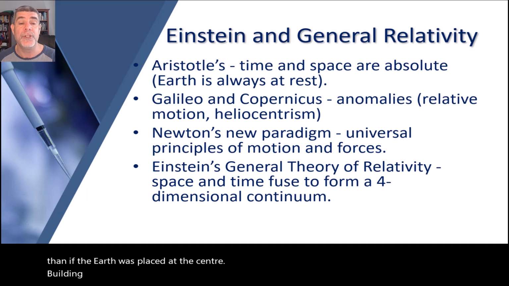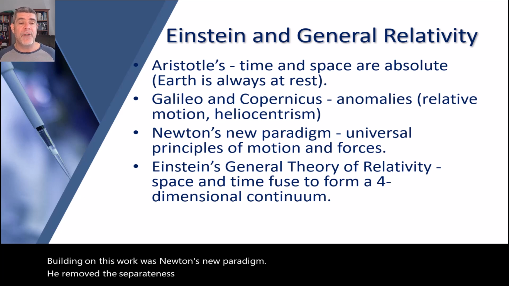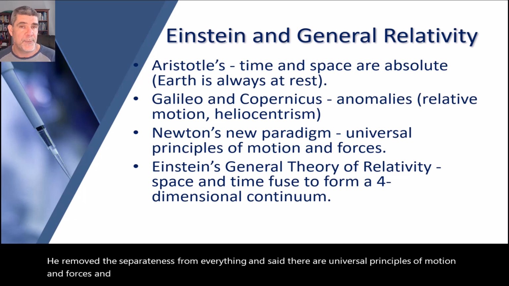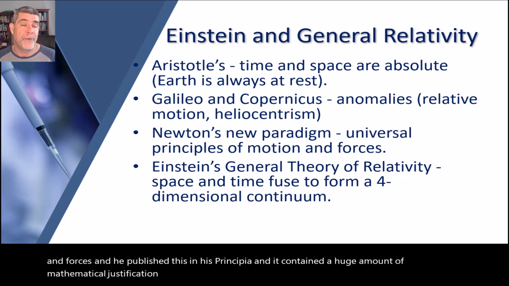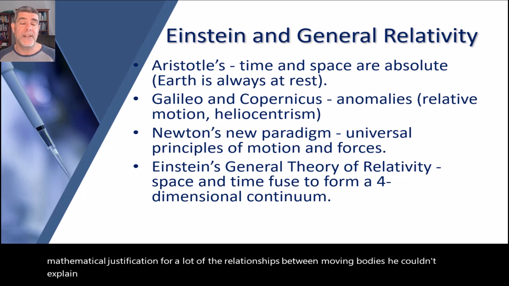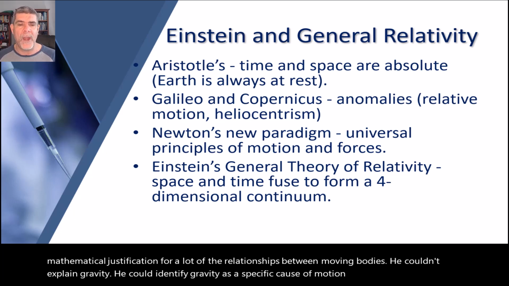Building on this work was Newton's new paradigm. He removed the separateness from everything and said there are universal principles of motion and forces, and he published this in his Principia, and it contained a huge amount of mathematical justification for a lot of the relationships between moving bodies. He couldn't explain gravity. He could identify gravity as a specific cause of motion, but he couldn't explain where it came from.